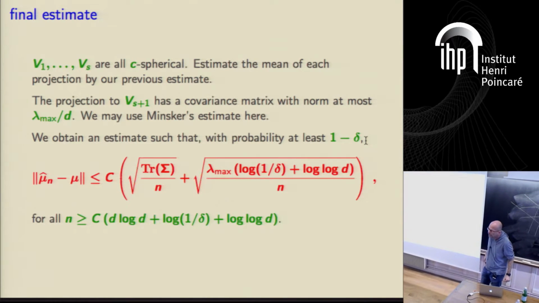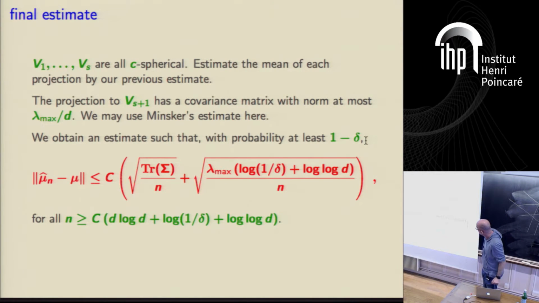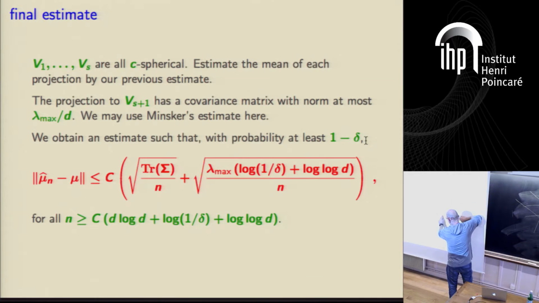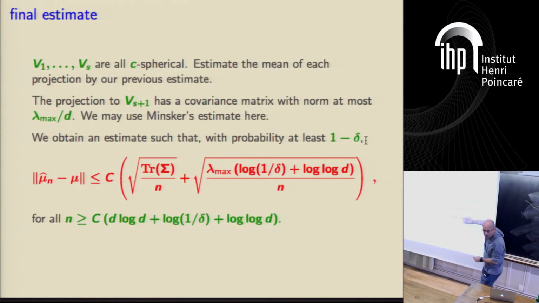Can you just make sure I understand? So with Minsker, that log d was the difference? In Minsker, you have the trace here, which is like d times this, and here you have a plus log d. I can live with this plus log d. It's not really dimension free, but for all practical purposes this is not an issue.